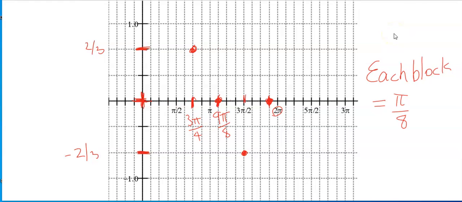So 9 pi over 4, no, sorry, 18 pi over 8. So if you go 18 blocks to the right, you're going to end up right there. There's your x value. And up. There you go, ladies and gentlemen. There's your 5 points. You see that? Max, 0, min, 0, max. And that's the difference between graphing a sine function and graphing a cosine function.